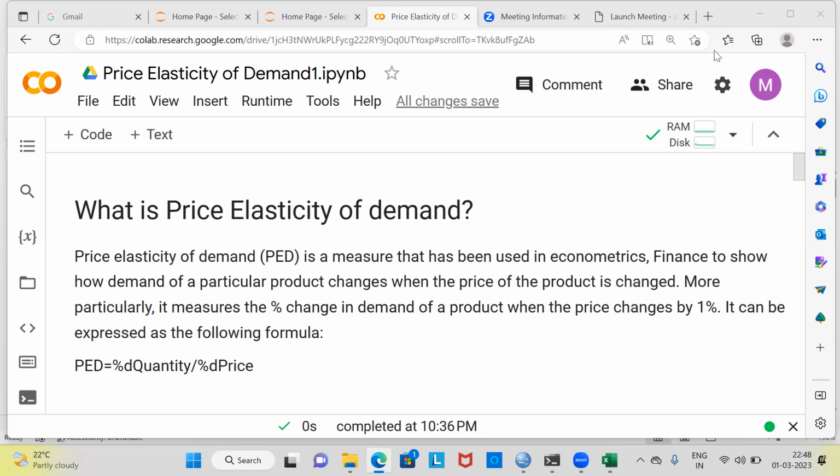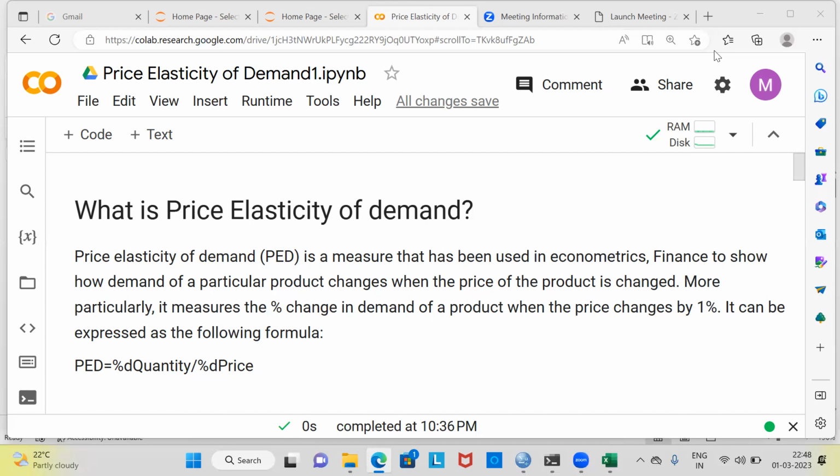To answer this question as to what is the price elasticity of demand, remember, price elasticity of demand is a measure that has been used in econometrics as well as finance. Why do we use the price elasticity of demand? The price elasticity of demand is used to show how demand for a particular product changes when the price of the product is changed. It's a very simple phenomena.